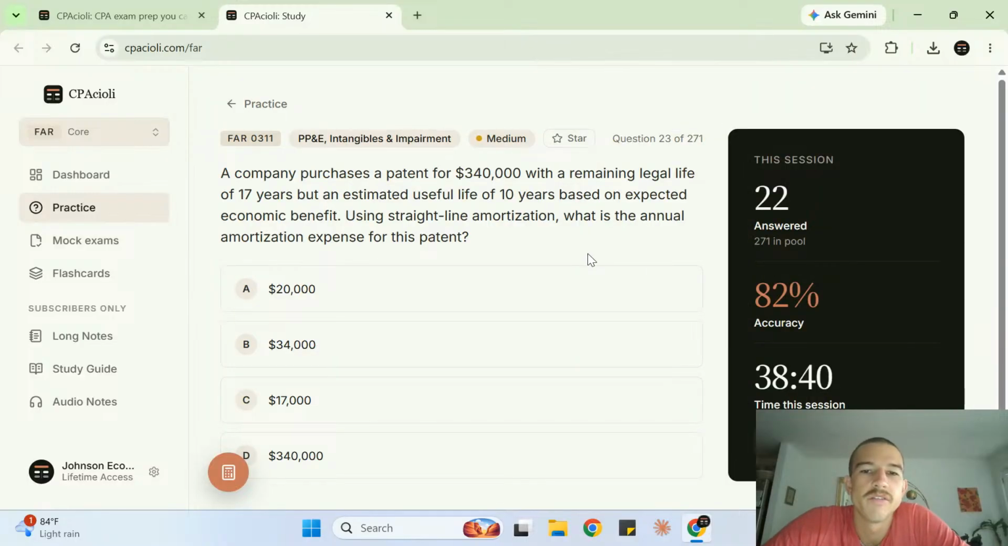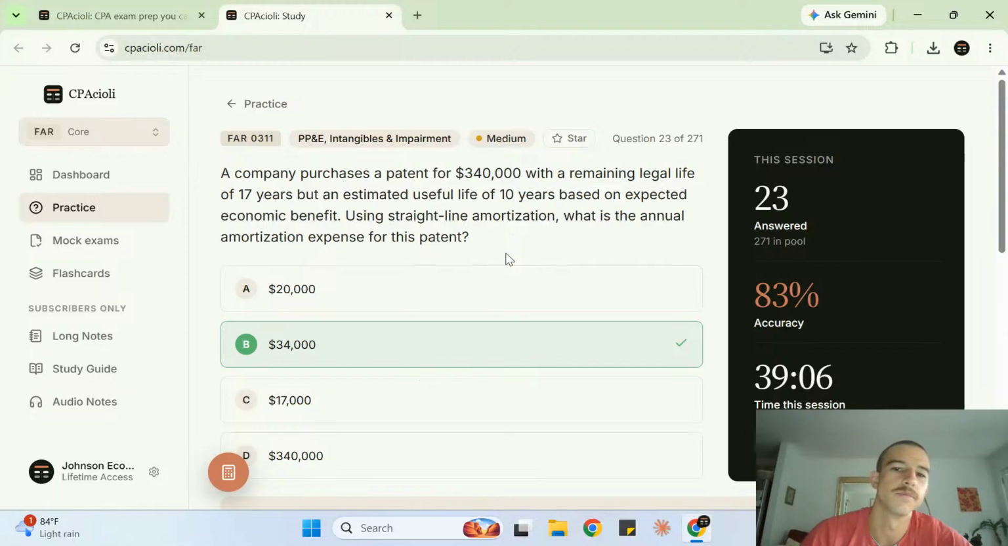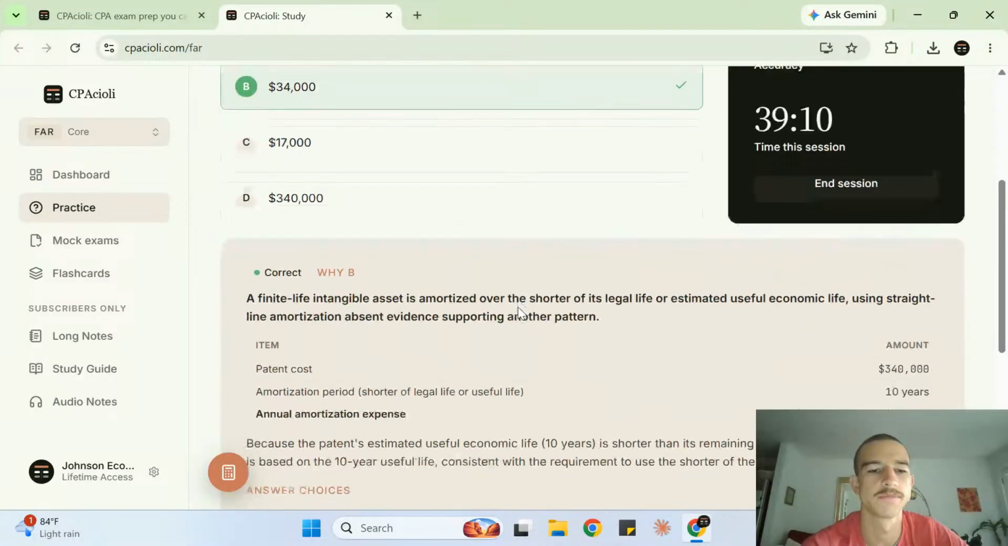Company purchases a patent for 340 with a remaining legal life of 17, but an estimated useful life of 10. I think you take the lower of the two. Yeah, you take the lower of the two, and then obviously you divide them because it's straight line.